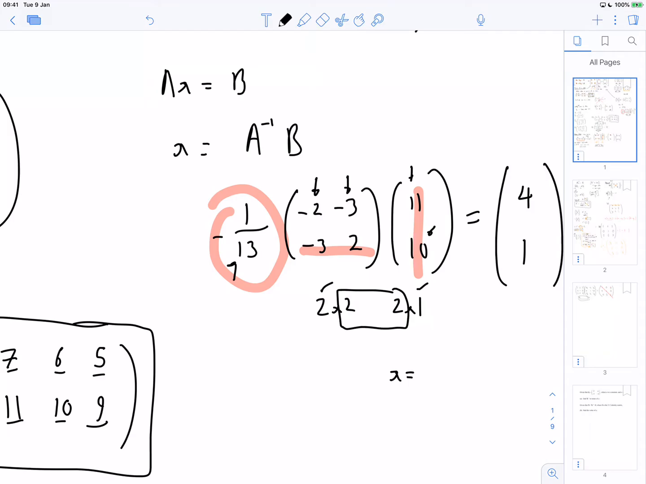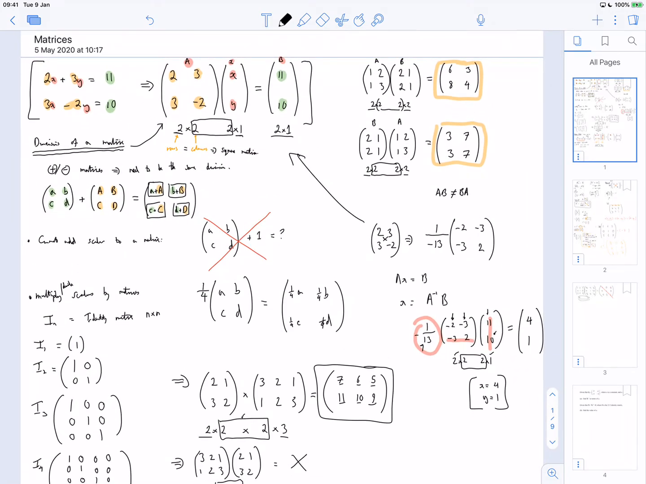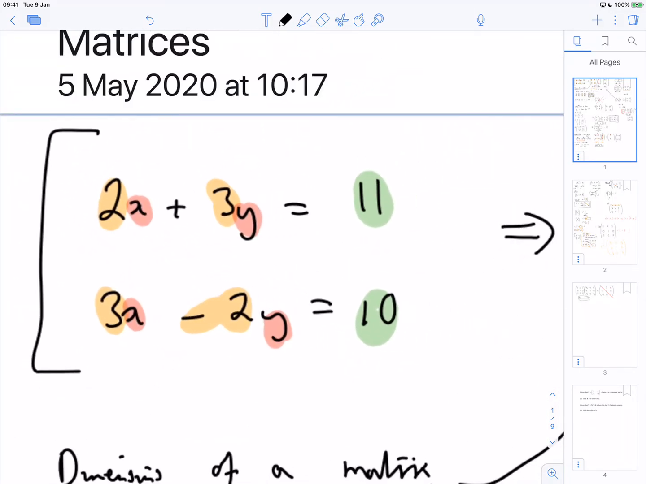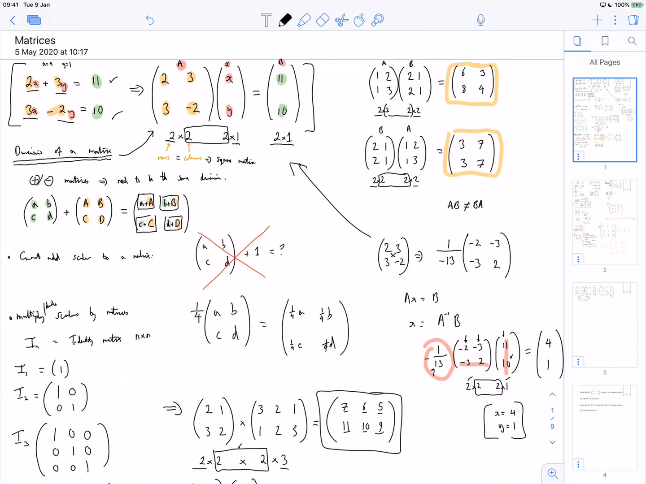So I can give that x is 4, y is 1. And indeed, looking back at the original question up here, if x is 4, y is 1, then is 2 lots of 4, which is 8, plus 3 lots of 1, 11? Yes, it is. And is 3 lots of 4, 12, minus 2 lots of 1, 10? Yes, it is. Now, you're probably thinking, okay, well, that just seemed like an awful lot of fuss just to solve some really simple simultaneous equations.